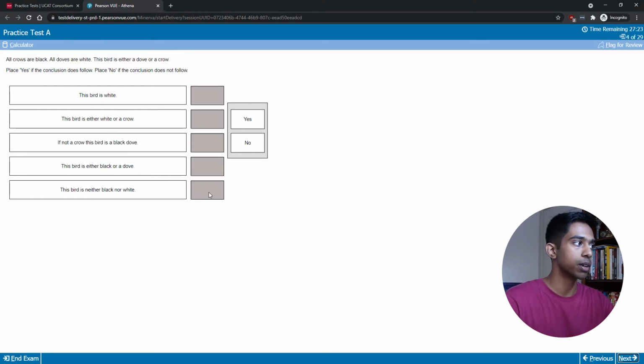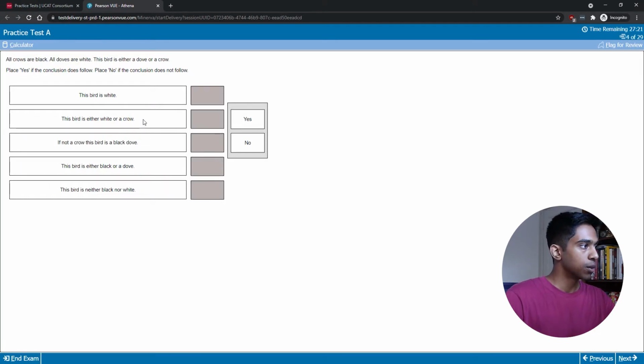Looking at time, we're going pretty well, 27 minutes. All crows are black, all doves are white. This bird is either a dove or a crow. Okay. So this bird is white, not necessarily true, because it could be a crow, and all crows are black. This bird is either white or a crow. This would be true, yes. If not a crow, this bird is a black dove. No, because there aren't black doves.